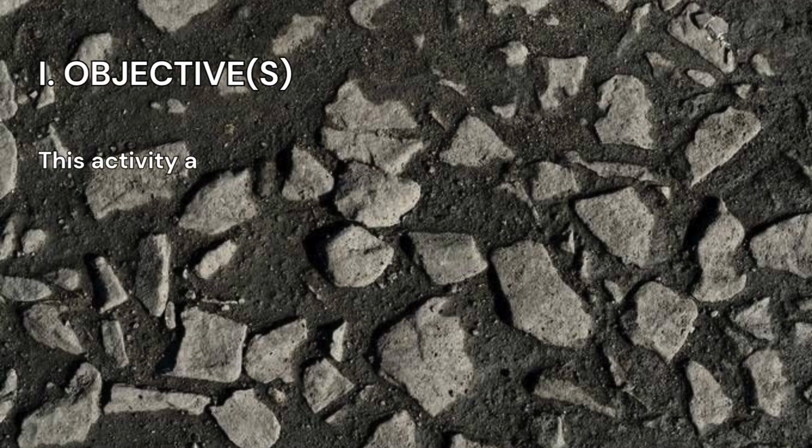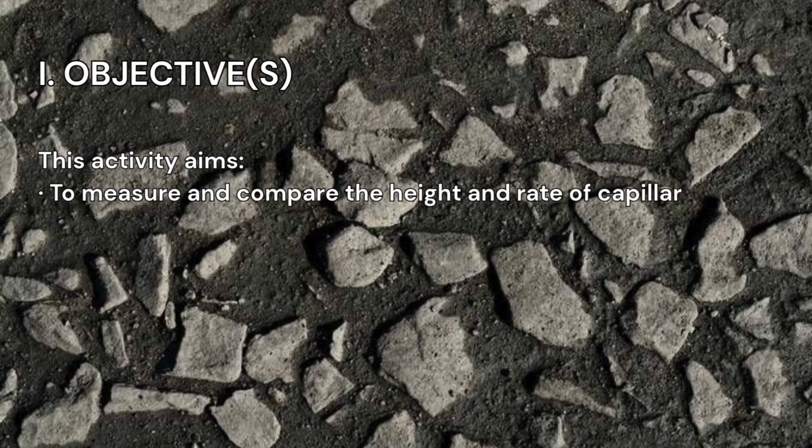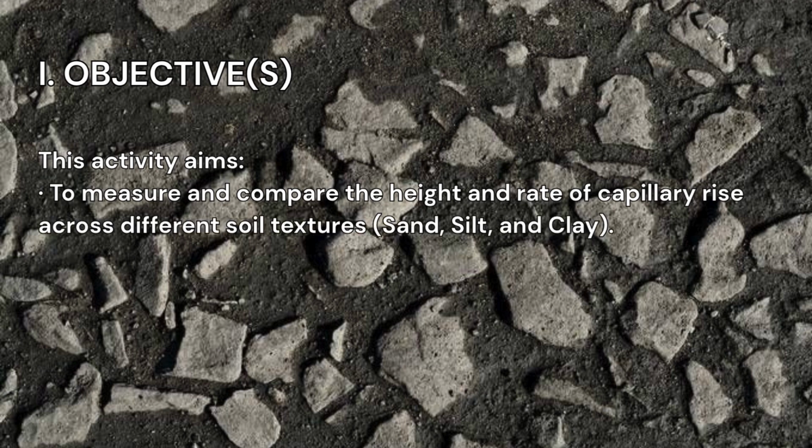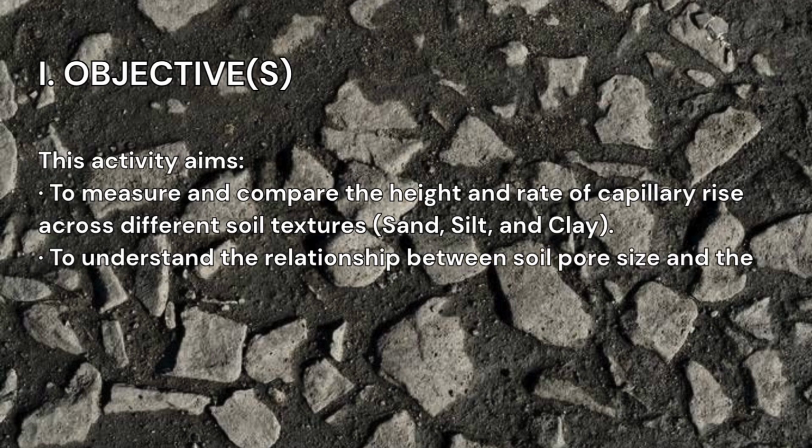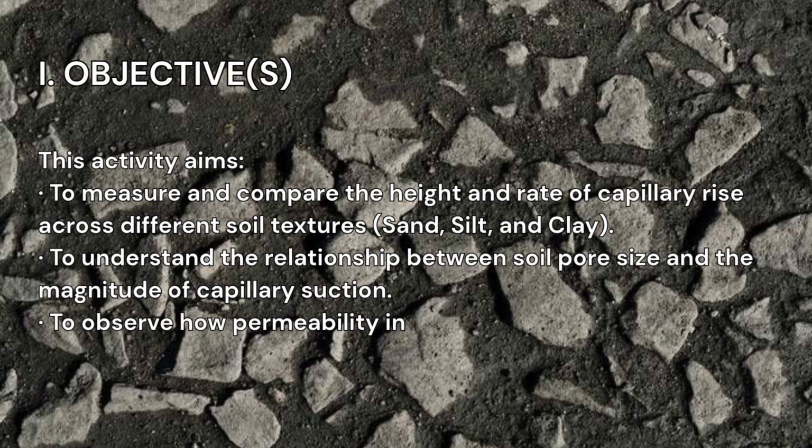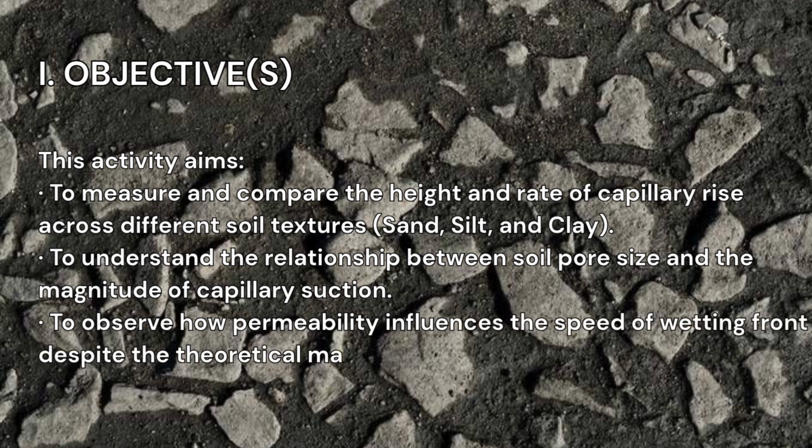Objectives. This activity aims to measure and compare the height and rate of capillary rise across different soil textures: sand, silt, and clay; to understand the relationship between soil pore size and the magnitude of capillary suction; and to observe how permeability influences the speed of the wetting front despite the theoretical maximum height.